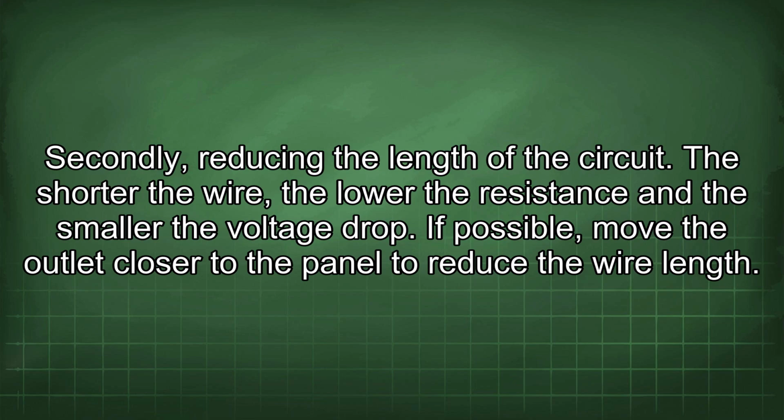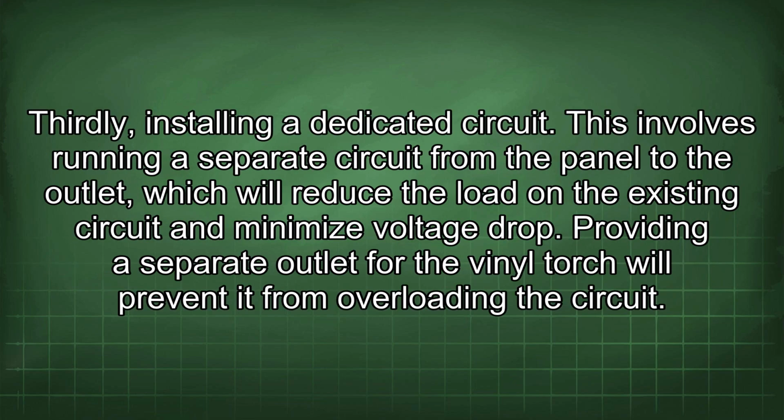Secondly, reducing the length of the circuit. The shorter the wire, the lower the resistance and the smaller the voltage drop. If possible, move the outlet closer to the panel to reduce the wire length. Thirdly, installing a dedicated circuit. This involves running a separate circuit from the panel to the outlet, which will reduce the load in the existing circuit and minimize voltage drop. Providing a separate outlet for the vinyl torch will prevent it from overloading the circuit.